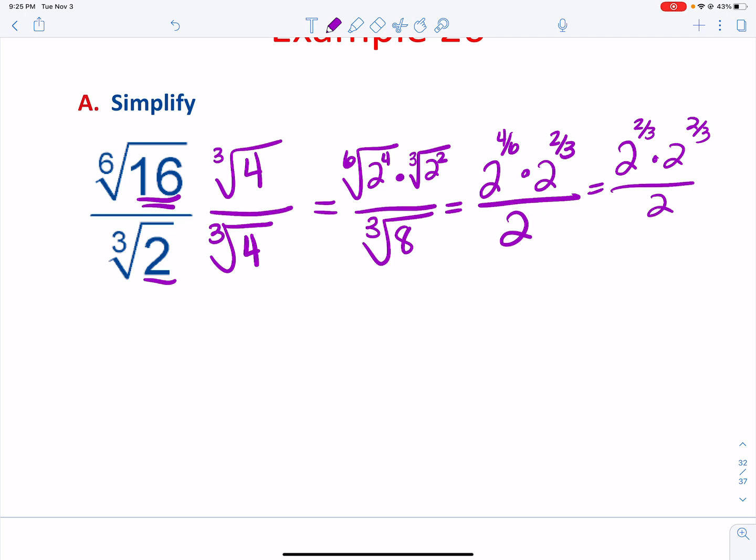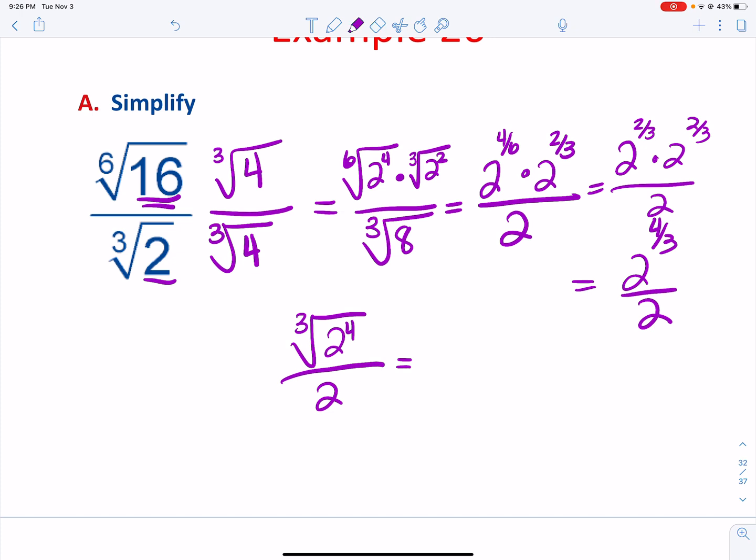And what do you do with these? When you multiply, you add them. So that's 2 to the 4/3 over 2. Okay, but I need to write it now as a radical. So wouldn't this be the 3rd root of 2 to the 4th over 2? Okay, well, we need to think about that for a second, because can't I rewrite this? I'm going to use a different color. There's a lot of work on this guy.